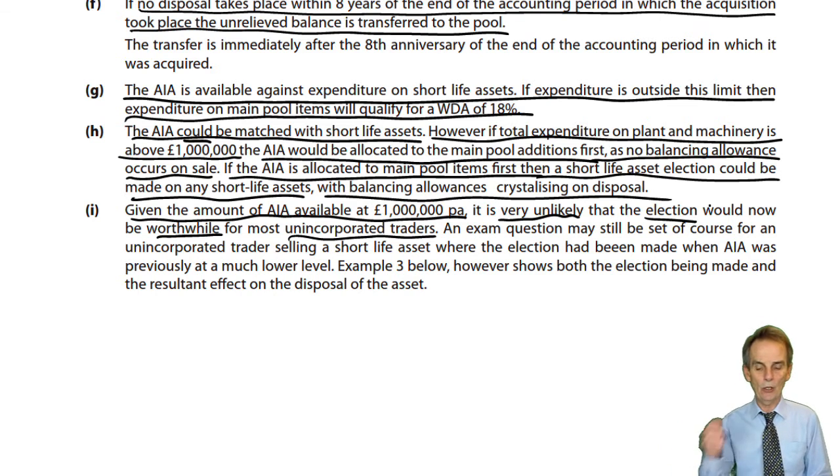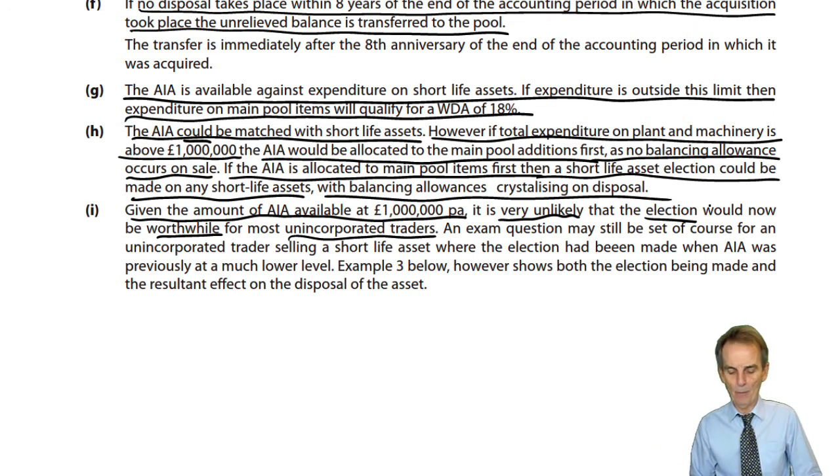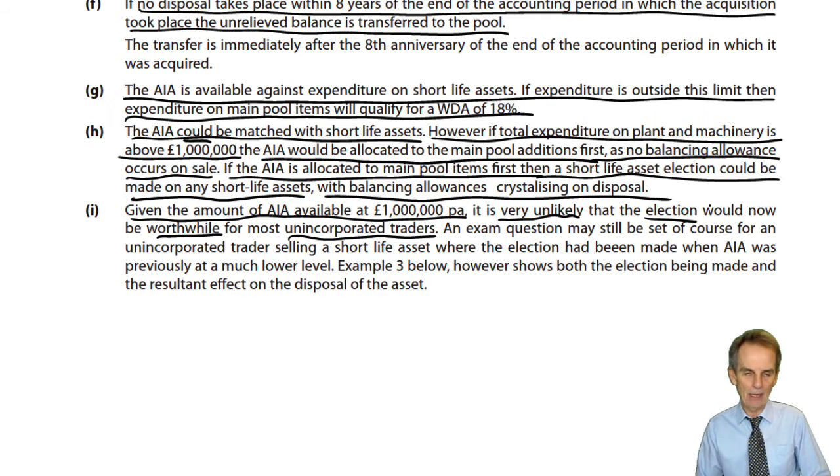So, to repeat for the last time, sorry to keep repeating, but just so you can get your head around this, we're only going to consider making the claim where expenditure is in excess of the AIA limit, and within that total expenditure that would rank for AIA and the main pool, we have what we recognise to be a short life asset and one with a low residual value. That is the one to be separated out and kept in its own short life asset column.